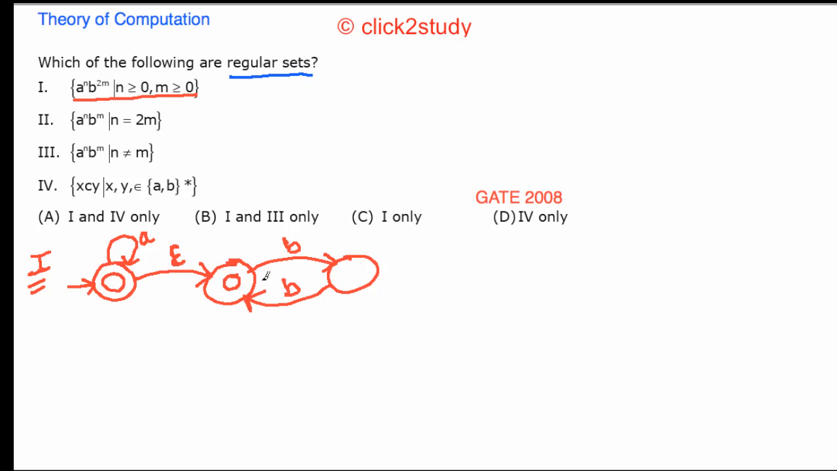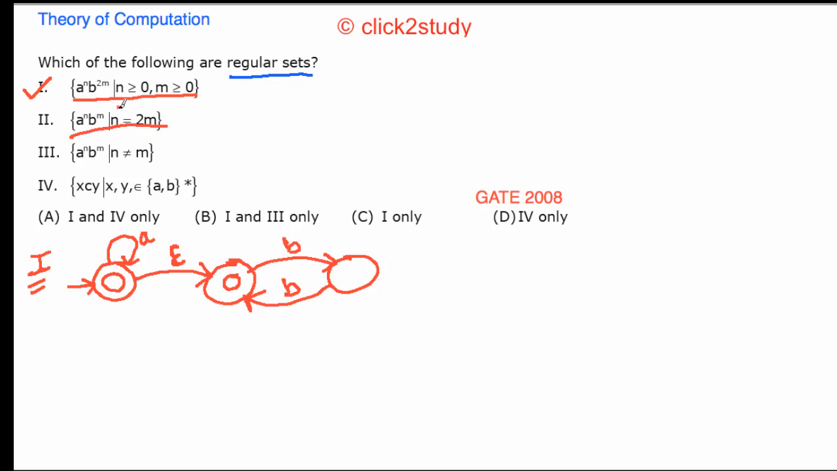and if I read another b, I come back and this is accepting. So what happens in this case is you can read as many a's as you want and be in the final state, which will be accepted, and if you want a concatenation of b's with that, if you read only one b you don't accept, but on the second b you accept, third b you don't accept, fourth b you accept. So what you get is an even number of b's get accepted, which means this one is indeed a regular set.